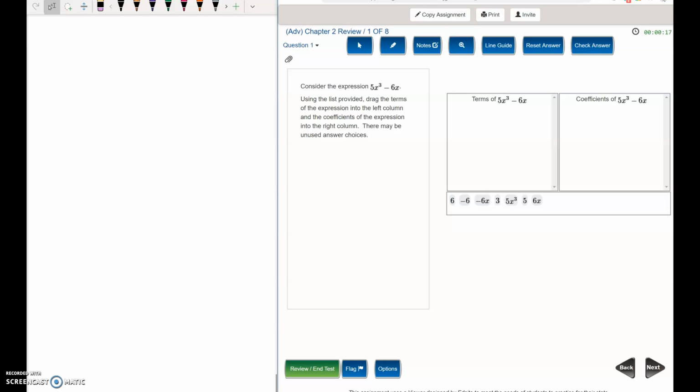The expression 5x cubed minus 6x. Using the list provided, drag the terms of the expression into the left column and the coefficients of the expression into the right column. So the terms are 5x cubed and negative 6x. Keep in mind that negative is like a plus a negative, so it does have to be negative 6x. If you drag 6x in there, it will count that as wrong. The coefficients are the numbers in front, so the 5 and the negative 6.